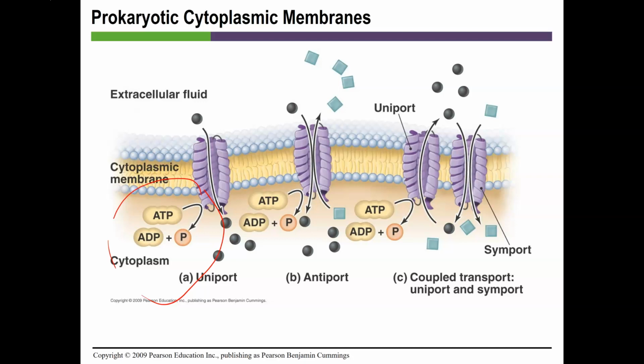This is because going against the gradient requires energy. Remember, with passive processes like diffusion and facilitated diffusion, molecules are flowing along the gradient. They move from areas of higher concentration to lower concentration with passive processes. With active processes, energy is expended to move molecules from areas of low concentration to areas of higher concentration against the gradient. Consider something like glucose.